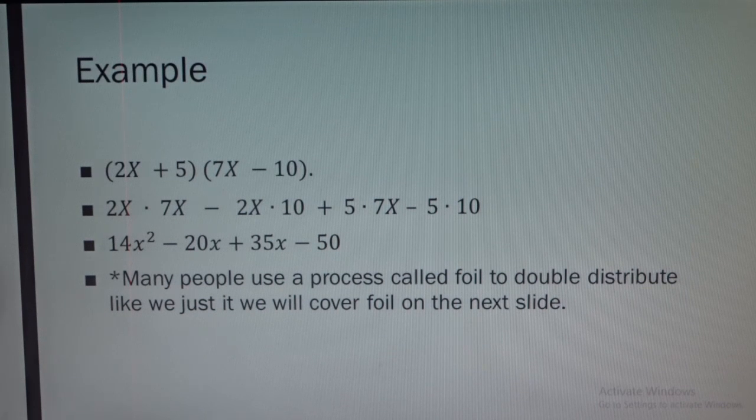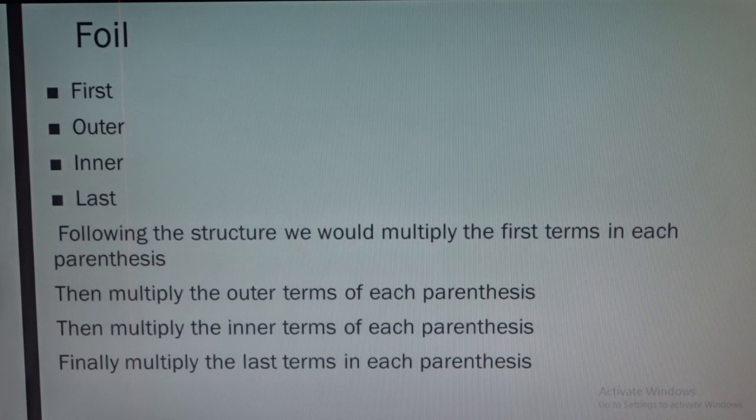Many people call this process FOIL, or double distribution, like we just did. We'll cover FOIL on the next slide. FOIL means do the first terms in each parenthesis, then the outer terms in each parenthesis, then multiply the inner terms, then multiply the last terms.